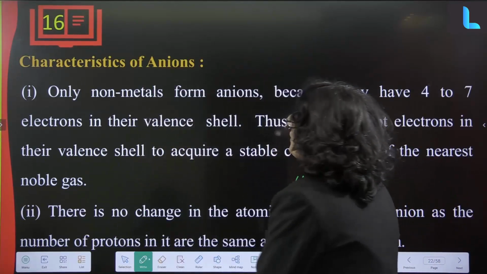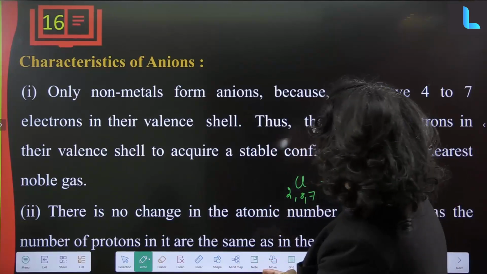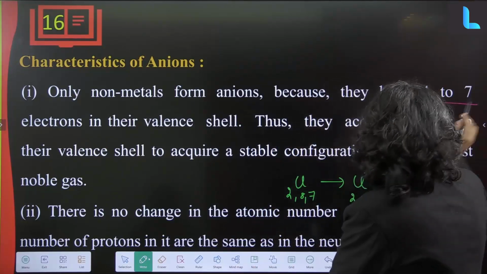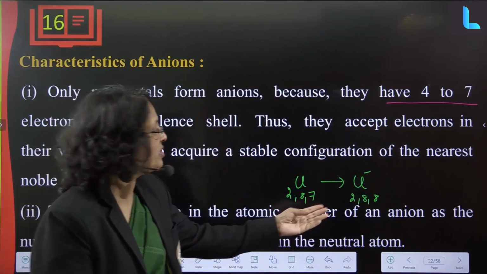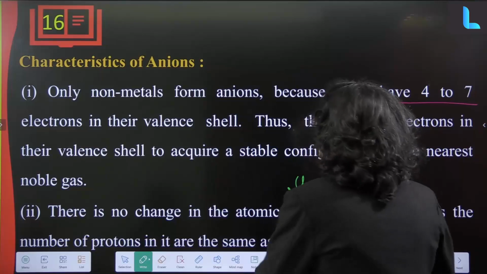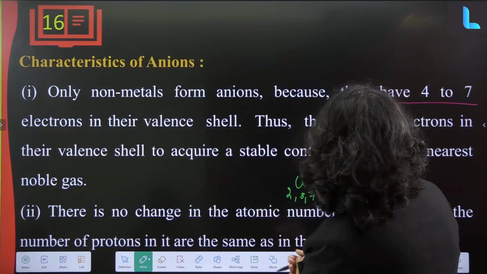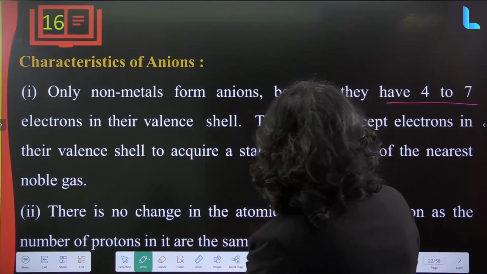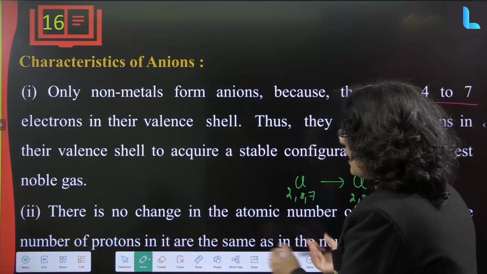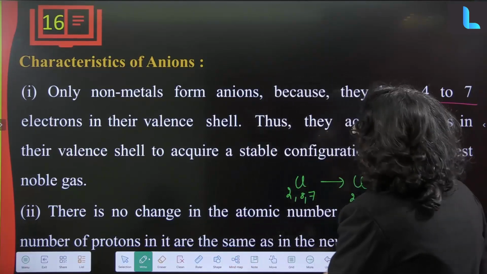Now the characteristics of anions. Only non-metals form anions because they have 4 to 7 electrons in the outermost shell. Here we are talking about chlorine, which has 7 electrons in the outermost shell. By gain of 1 electron there will be 8 electrons. Thus they accept electrons in their valence shell to acquire the stable configuration of the nearest noble gas. There is no change in the atomic number of an anion, as the number of protons is the same as in the neutral atom.